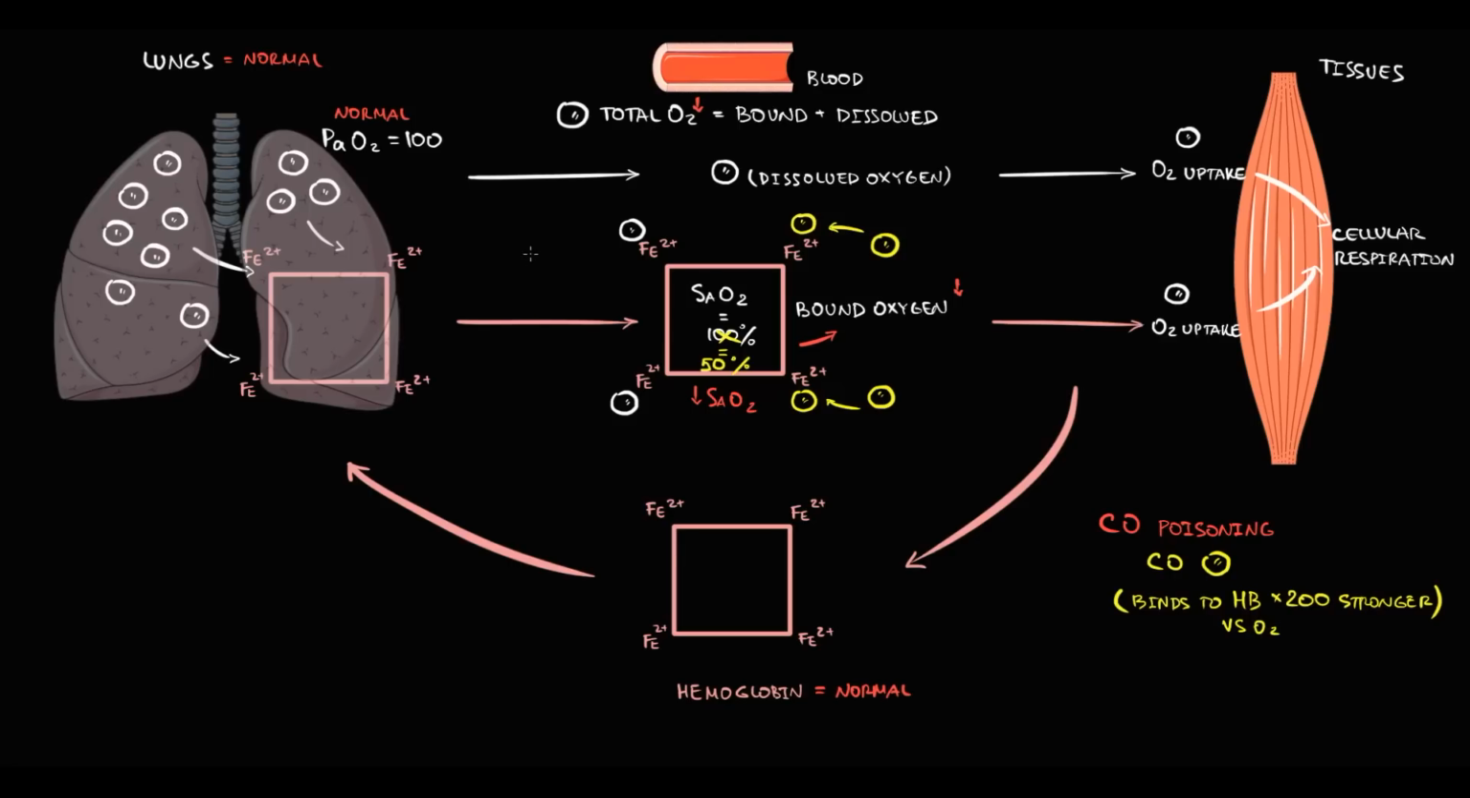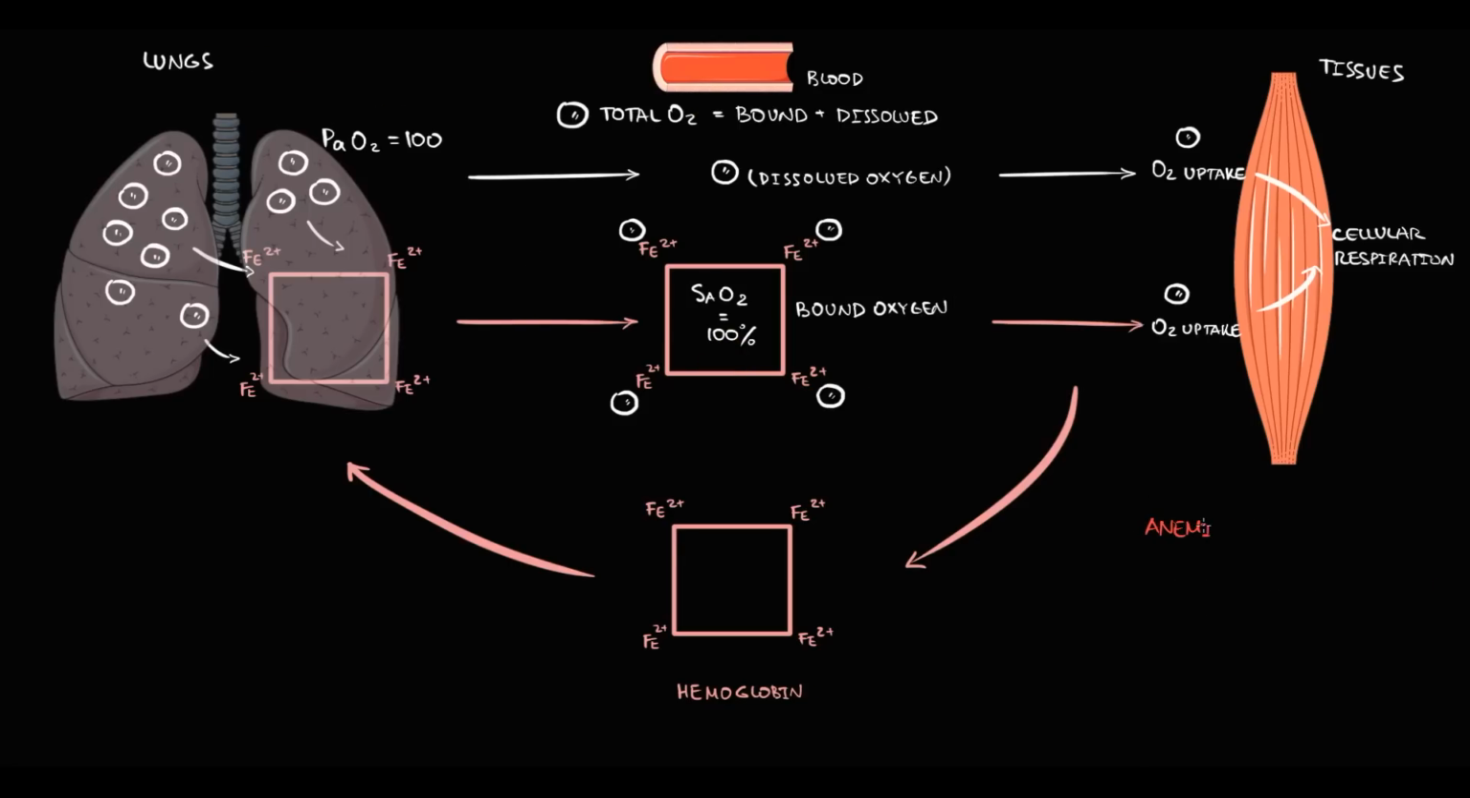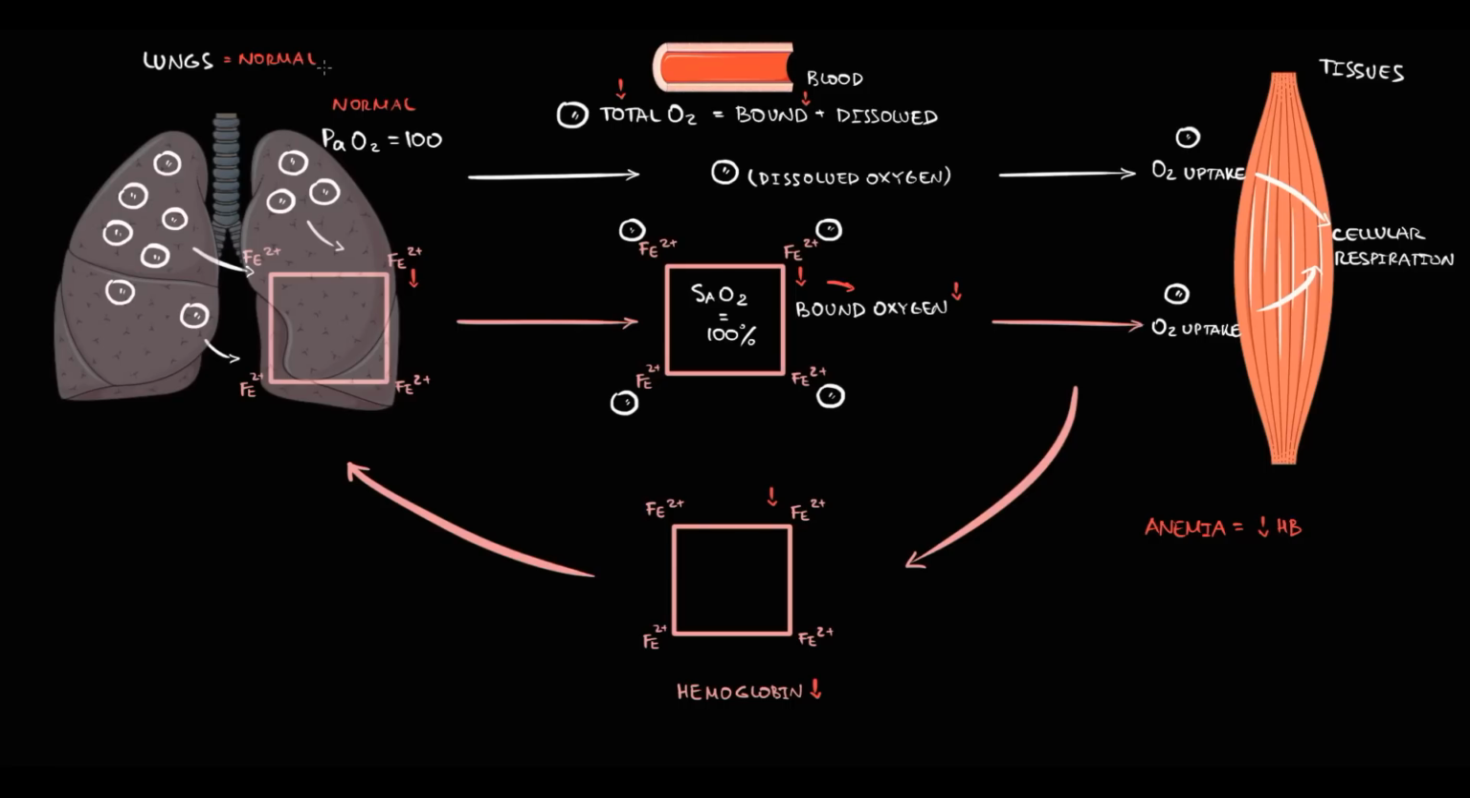In case of anemia, the concentration of hemoglobin decreases. With a decrease in hemoglobin, there are fewer hemoglobin molecules which can pick up oxygen in the lungs. As a result, the bound oxygen fraction decreases, which leads to a decrease in total oxygen. The lungs are unaffected here, which means that oxygen delivery remains normal, so partial pressure of oxygen is normal. And hemoglobin functionality is unaffected, so oxygen saturation remains normal.